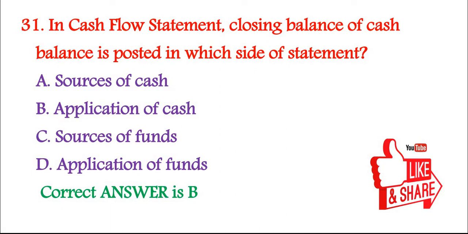31. In cash flow statement, closing balance of cash balance is posted in which side of statement? A. Sources of cash. B. Application of cash. C. Sources of funds. D. Application of funds. Correct answer is B.